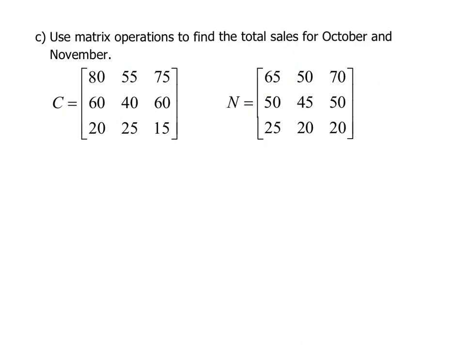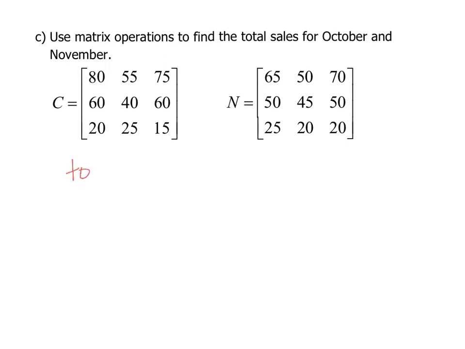So the next thing we're supposed to do is find the total sales for October and November. When we're trying to find the total sales, this is a somewhat easy one. You guys probably can just immediately know how to do this, but sometimes it's not so obvious. So let's see how we could figure this out.